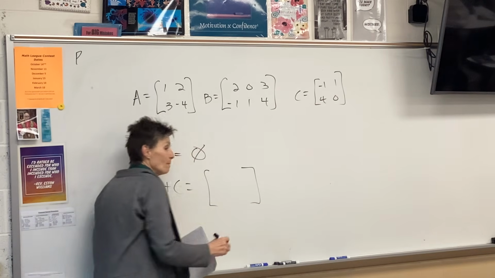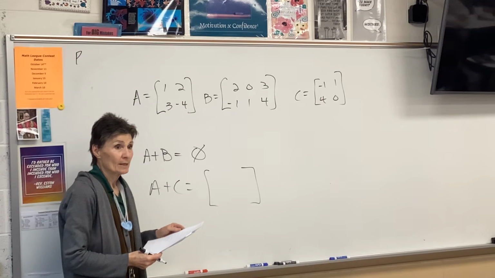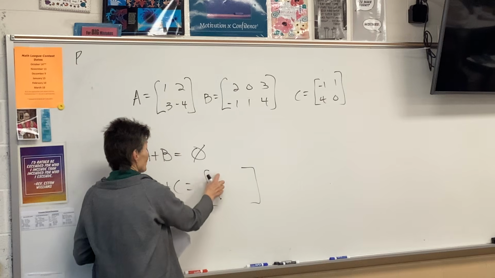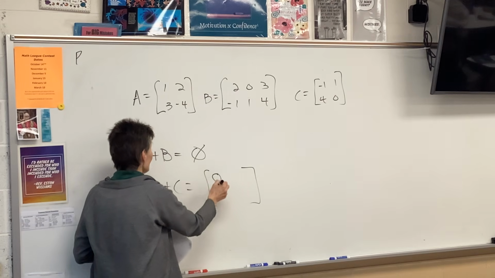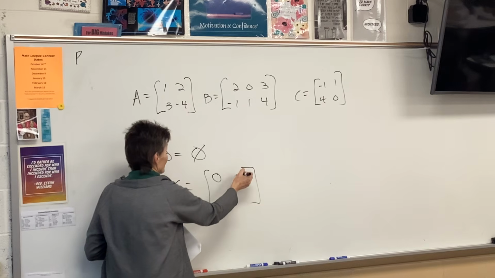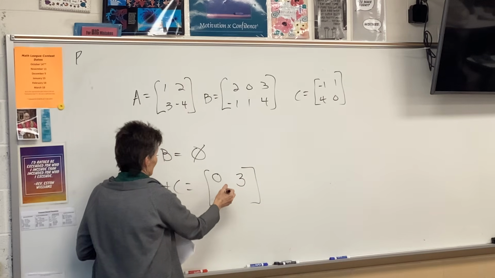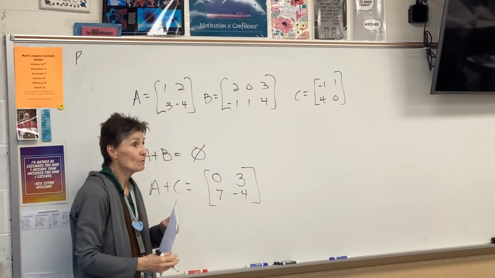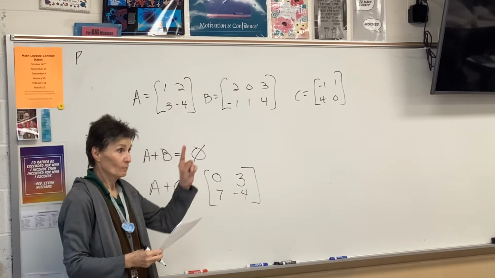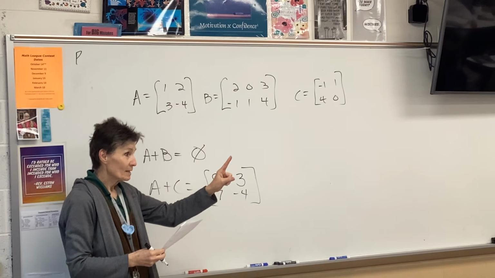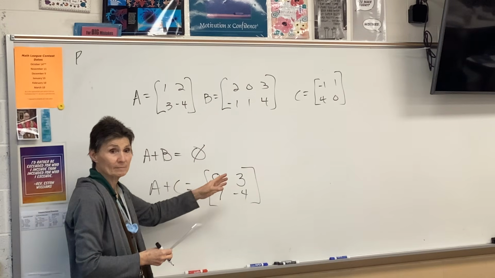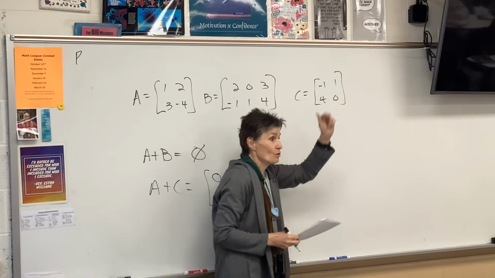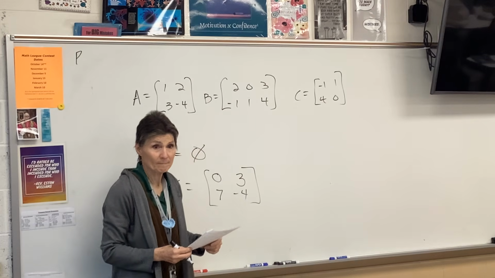And when I add them, I'm going to get a new matrix. Any guess what that new matrix will be? I'm adding A and C. Any guess what's going to go here? 0. Very good. Here we'll go 3, 7, and -4. So how do I add matrices? First of all, they gotta be the same size. And second of all, I just do it entry by entry. Very, very easy. Would you agree? Okay.